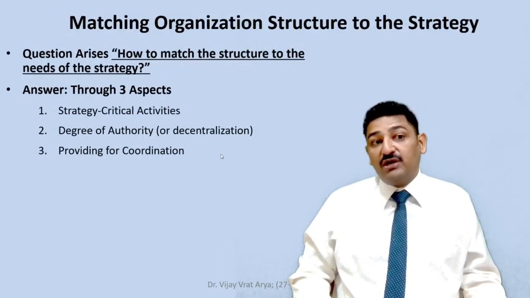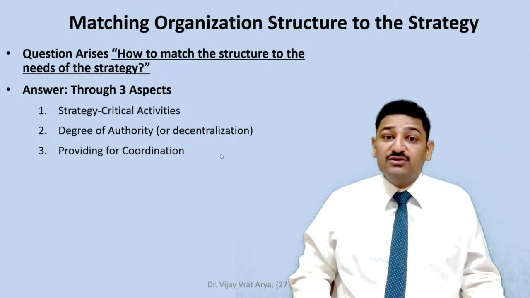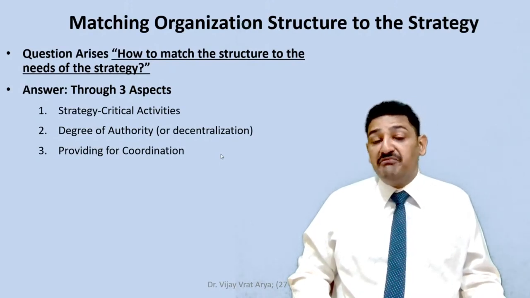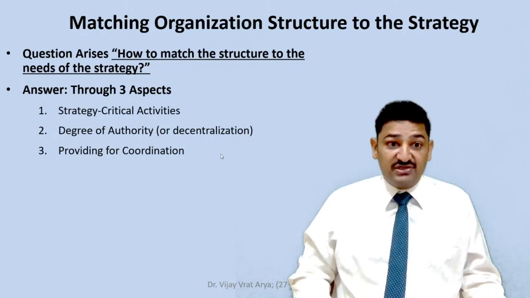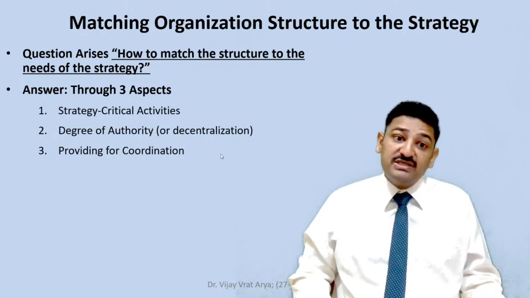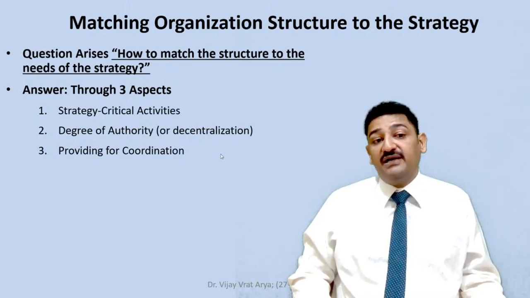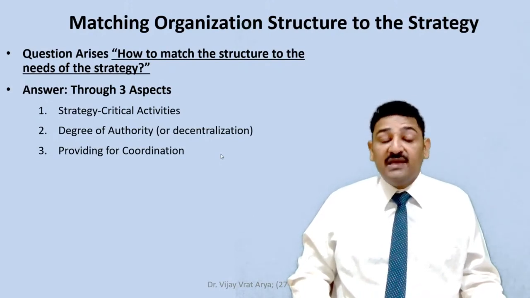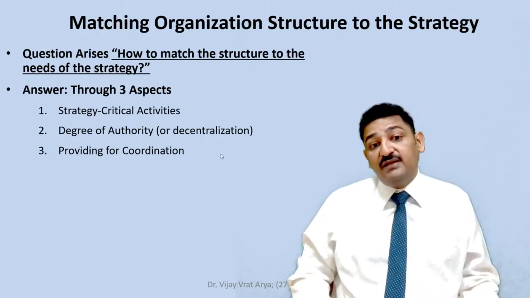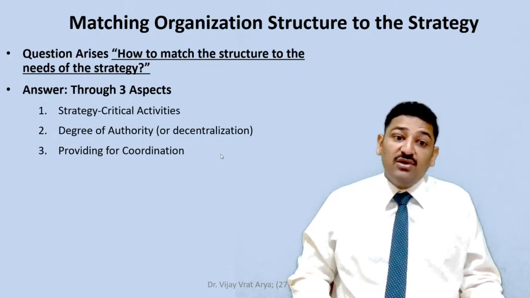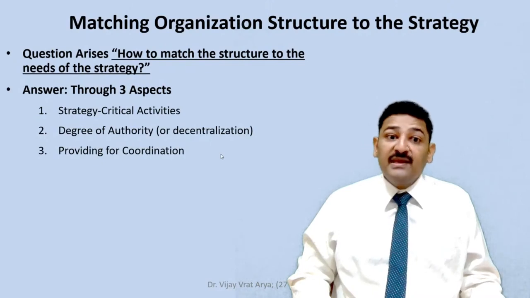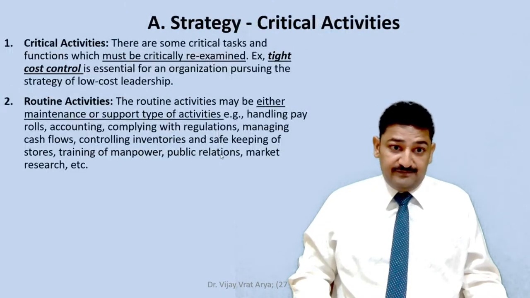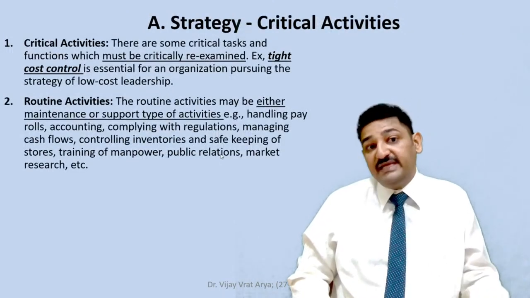When we talk about matching organizational structure with the strategy, a common question arises: how do we match the structure to the needs of the organization's strategy? To answer this question, three important aspects need to be considered. First is the strategy-critical activities. Second is the degree of authority, or we can say the level of centralization or decentralization in an organization. And the third aspect, again very important, is providing for coordination. Let's talk about each of these in detail.